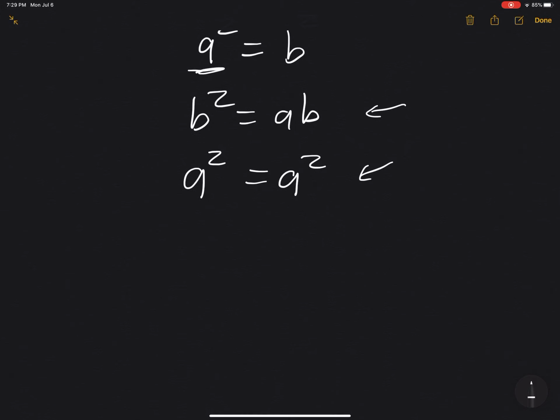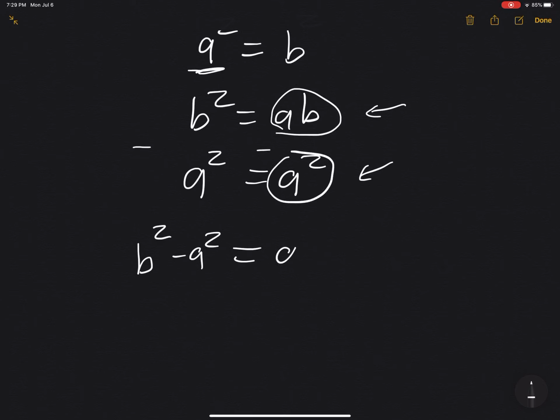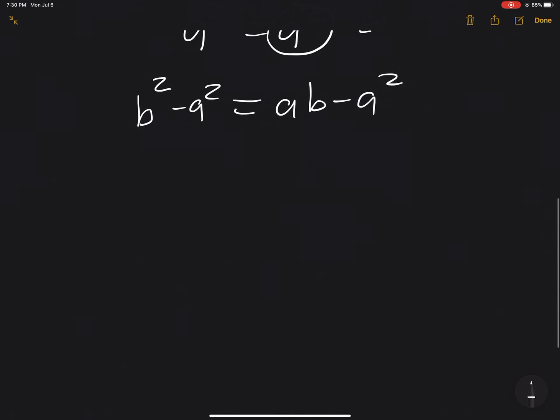So my equation stays balanced if I subtract 2 equations from each other. And I get, in this case, b squared minus a squared on the left-hand side is equal to, well, the first one minus the second one, ab minus a squared. And so I get a new equation.